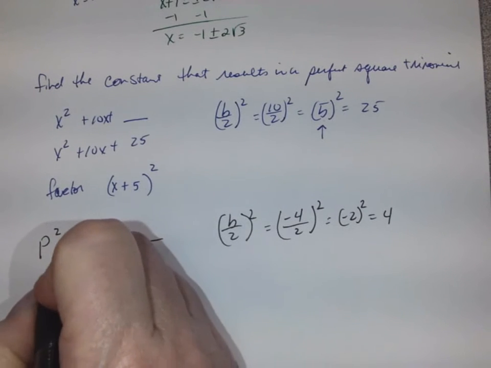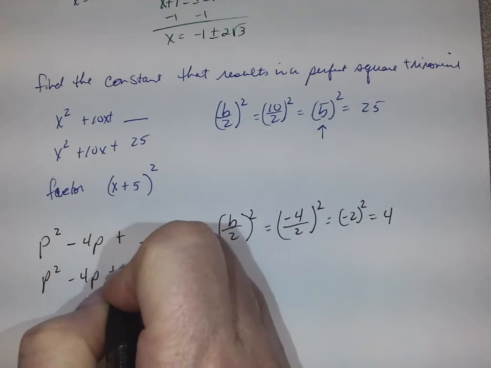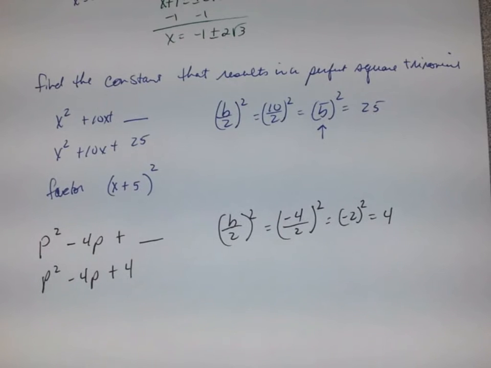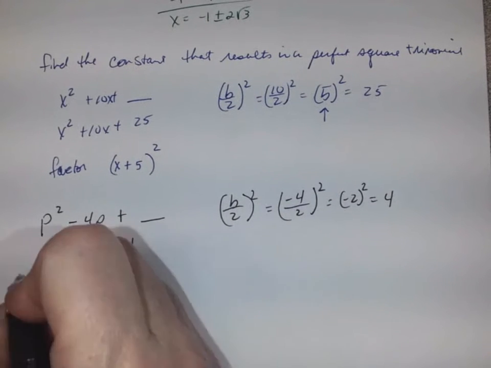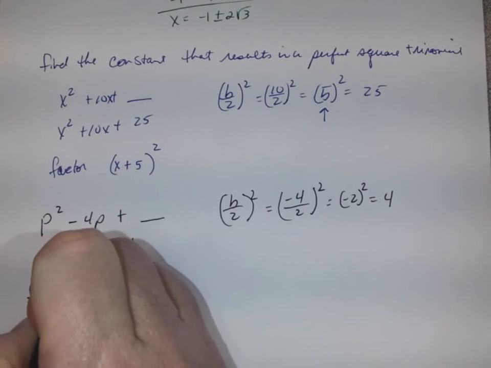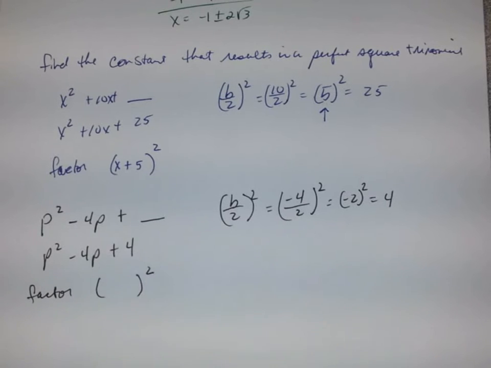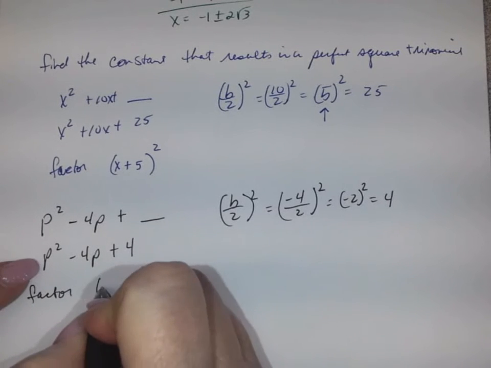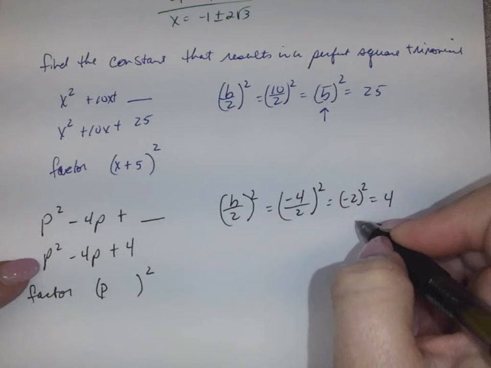And then we need to factor it. So the factor part, again, something like this. We know that we have the letter p. This number right here, that negative 2, is what goes inside. So p minus 2 quantity squared.